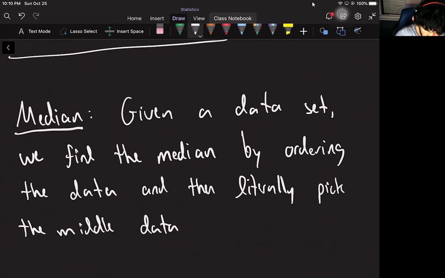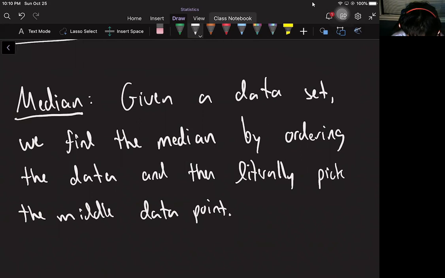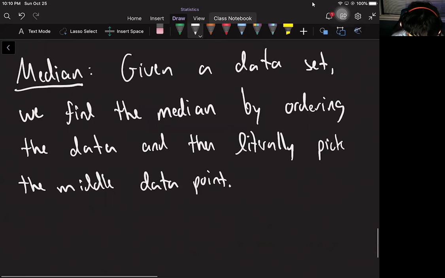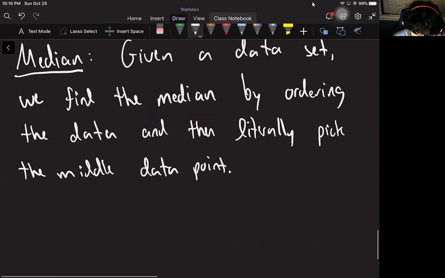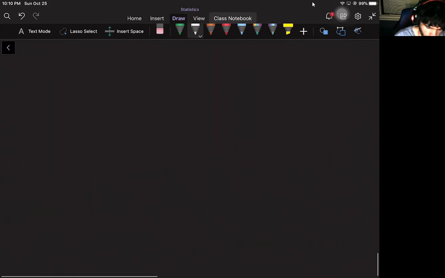So we'll see how to do that with the new example. But yeah, the idea is if I just put everything in order, and then I pick the middle one, well, then that means it's somehow close to all the other ones. So it should be a good representation of the data. Okay, but before thinking about big picture ideas, we can just do an example.